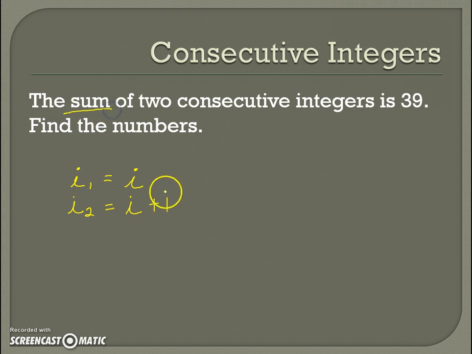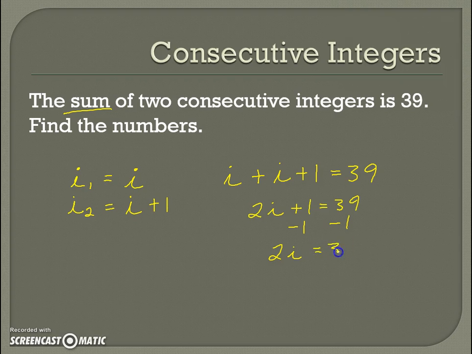So from here it says the sum of 2 consecutive integers is 39. So the sum of this and this, because it's all addition, I don't really need parentheses, although you could put them around this just to show that it's a different term. The sum of these two things is equal to 39. So I have I plus I is 2I plus 1 equals 39. Then I subtract 1 from both sides, and I get 2I equals 38. Divide by 2. This is where you're doing your pretty simple equation stuff. We get 19, so that means integer 1 is 19. Then to find integer 2, I add 1 to that, which is 20.